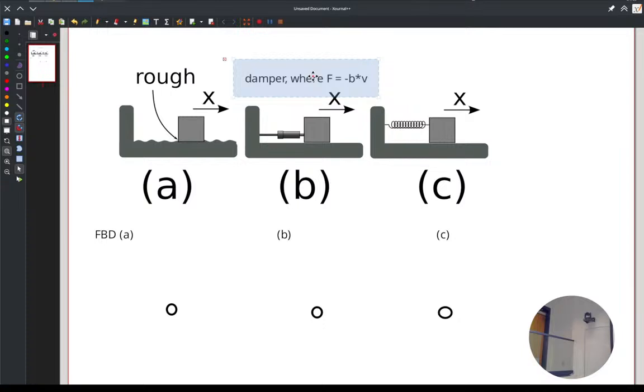For part C, is this spring at its rest value right now? Is it stretched or compressed? Does it change what your free body diagram looks like? Yeah, it's going to apply force in different directions.